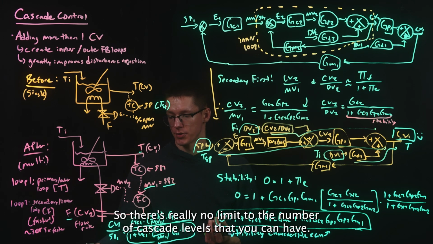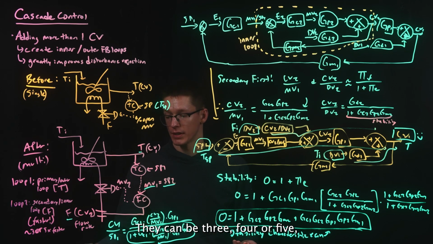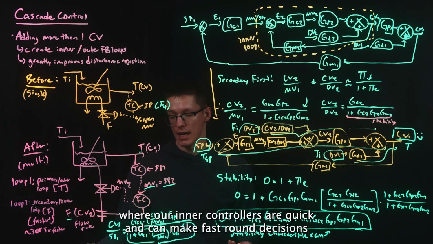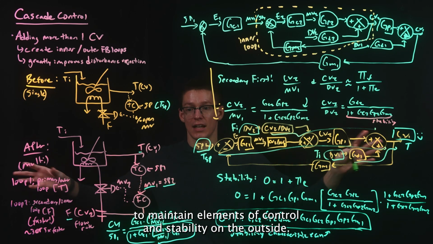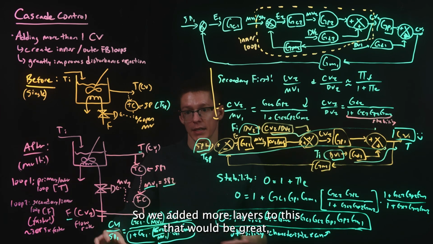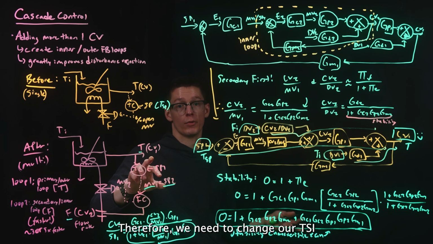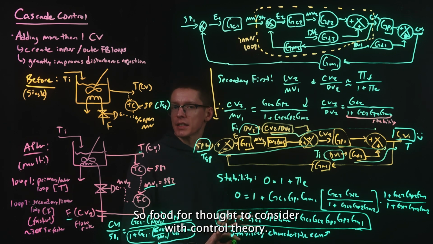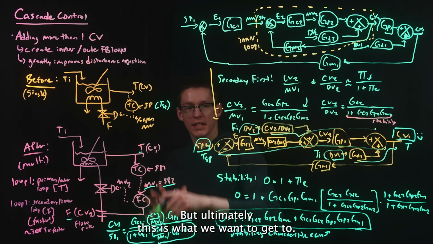So there's really no limit to the number of cascade levels that you can have. You can have multiple levels involved. They can be 3, 4, 5. But ultimately, we're trying to think about how to build a fast type of controller response where our inner controllers are quick and can make fast decisions to maintain elements of control and stability on the outside. So if we added more layers to this, that would be great, but we're going to be decreasing how often, therefore, we need to change our TC based on the fact that FC is changing a lot and very, very fast. So food for thought to consider with control theory.